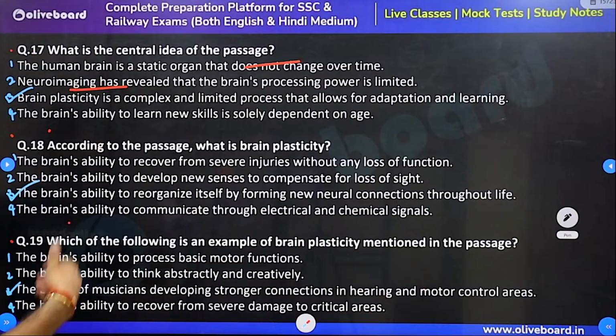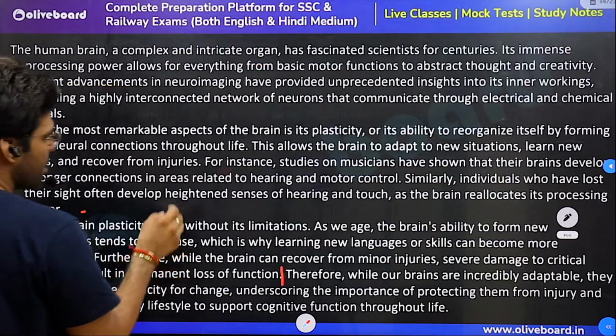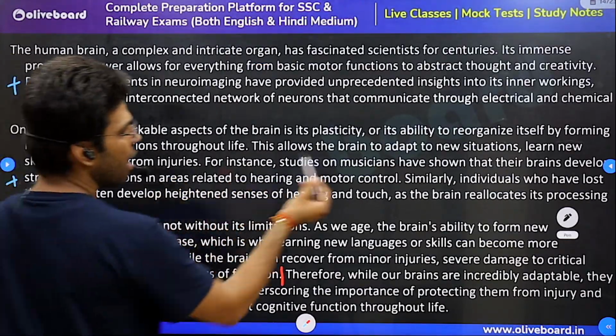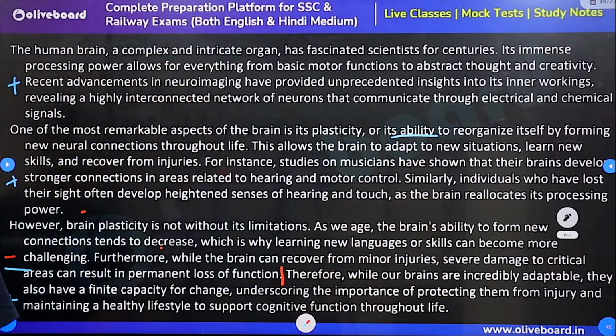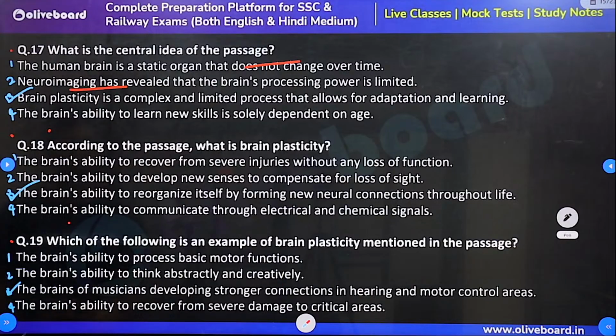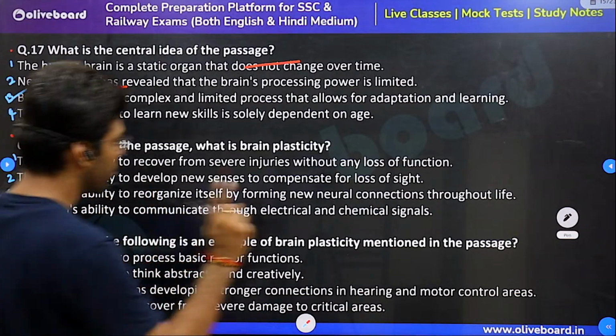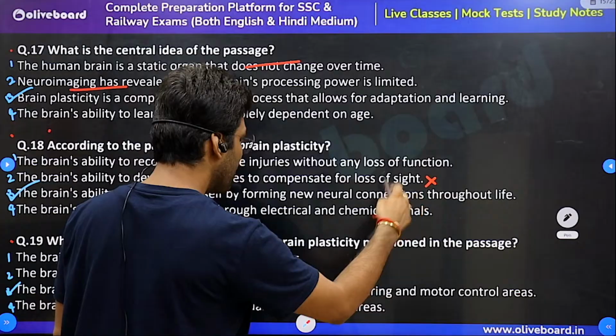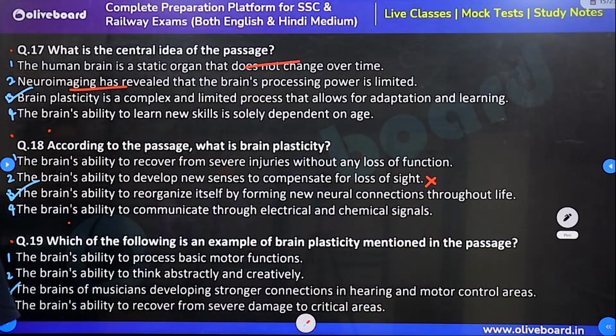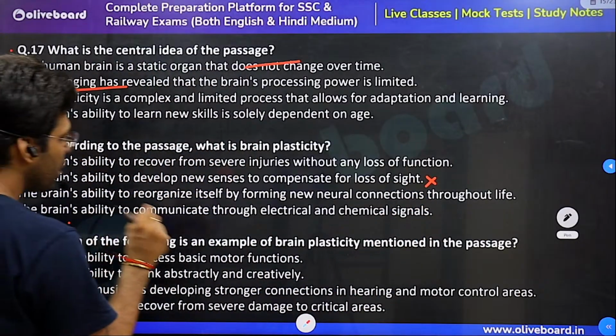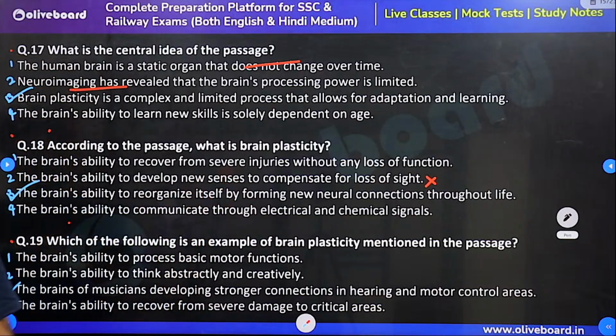Okay, what is brain plasticity? Explicitly marked in the passage: brain plasticity, the ability to reorganize itself by forming new neural connections throughout life. Probably such, so ability to recover from injuries, to develop new senses to compensate for loss of sight, maybe one of them, not the particular one. To reorganize itself by forming new neural connections. Straight answer, flat.